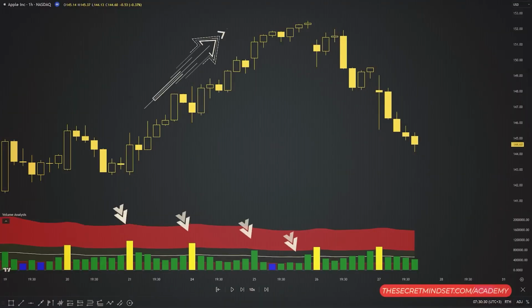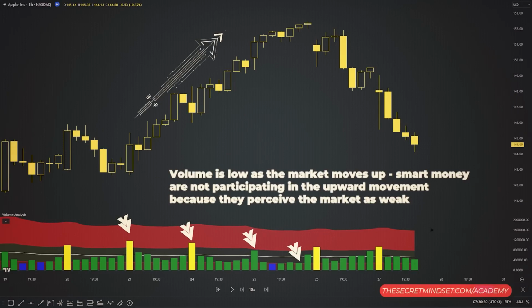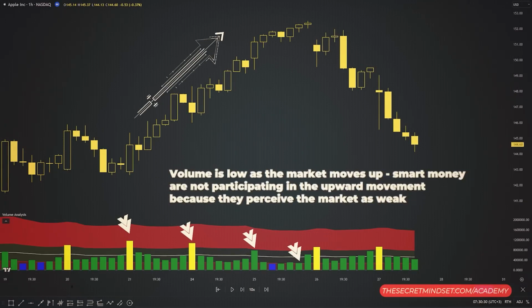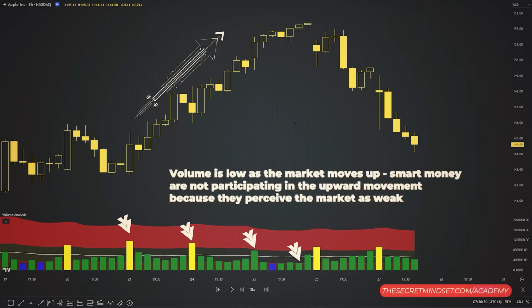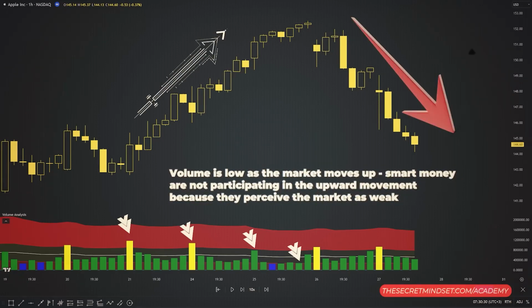If you notice that the volume is low as the market moves up, it's a false indication. The low volume suggests that smart money, who have significant influence, are not participating in the upward movement because they perceive the market as weak. And without the involvement of this smart money, the market is unlikely to rise significantly in the future.